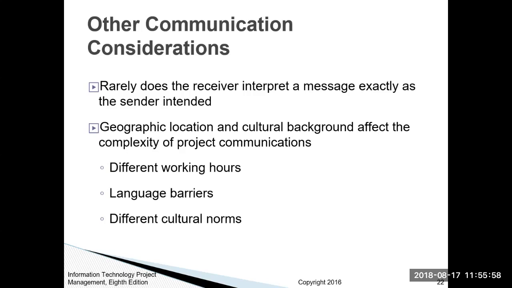Also, we need to consider the geographic location, as I mentioned, and the cultural background affect the complexity of the project communications. There are different working hours to consider. There are language barriers to consider. There are different cultural norms. And these are all really important things that you need to consider, that you may be in the United States working on a project, but maybe your team or your stakeholders are in another country where there is a 12-hour difference. And so you have to find a way to effectively communicate because of that geographic and cultural background difference.